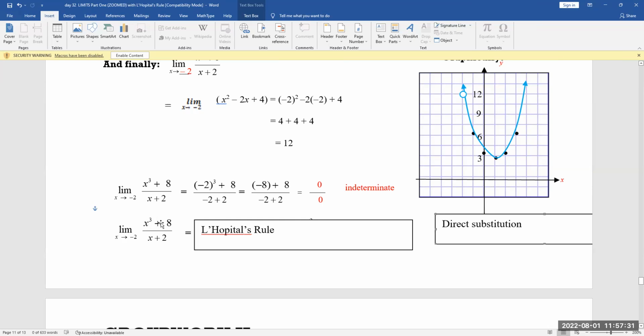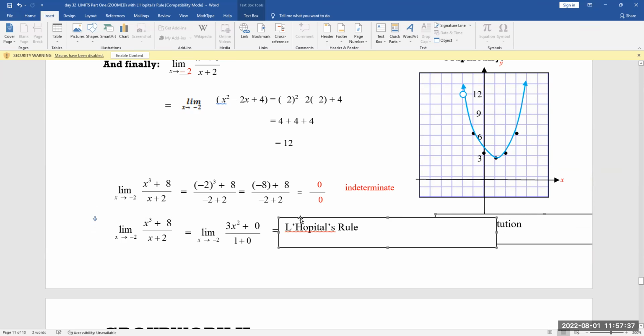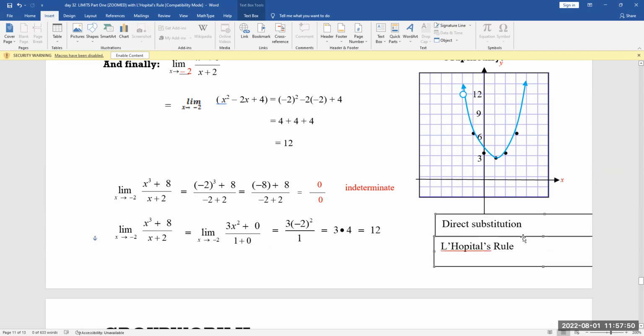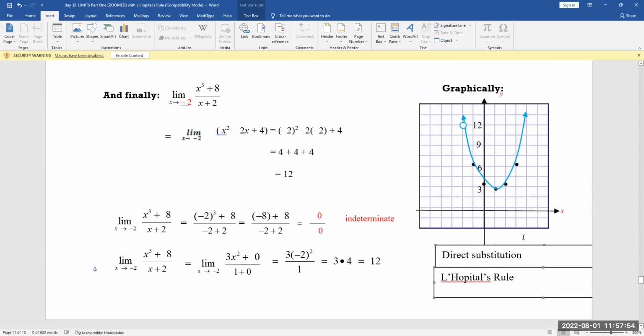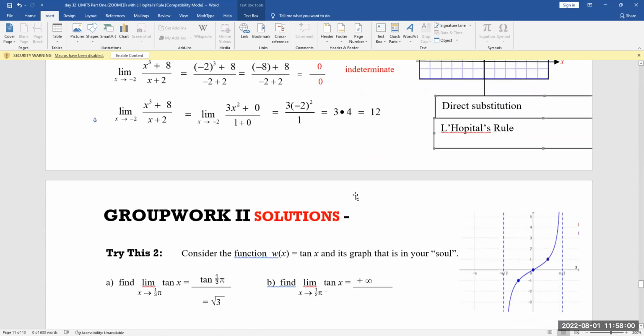The derivative of x cubed plus 8 is 3x squared plus 0. The derivative of the denominator is just going to be 1 plus 0, or 1. We take the same limit now as x approaches -2, and you get 12. L'Hopital's rule is pretty cool if you know how to take a derivative, and if L'Hopital's rule applies.